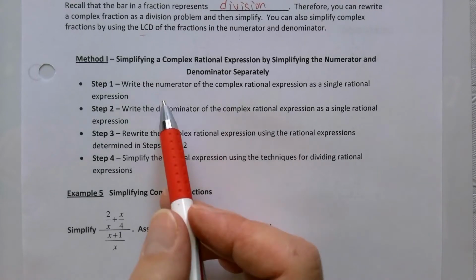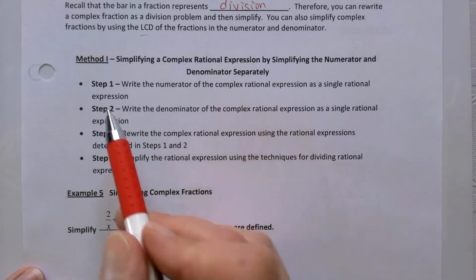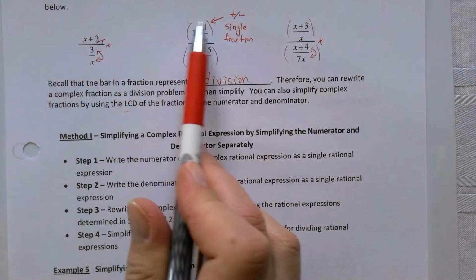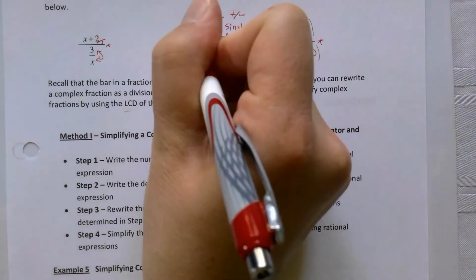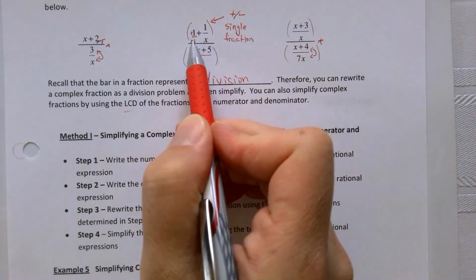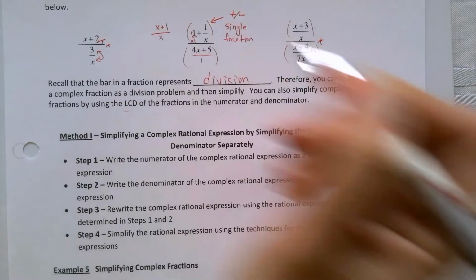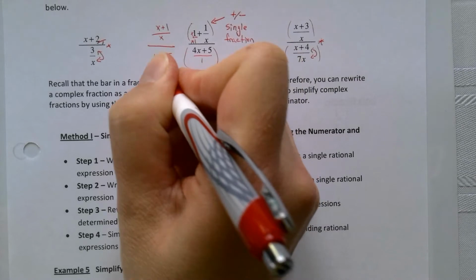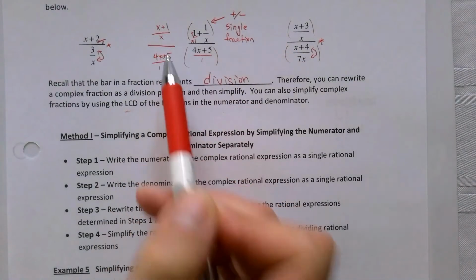Step 1 would be to write the numerator of the complex rational expression as a single rational expression. So that's what I'm talking about up here. Rewrite this as a single fraction. Get a common denominator, and we'd multiply x and x, and we'd rewrite that as a single fraction, x plus 1 over just x. And then we'd still have it over 4x plus 5. So that's really it. It's just one extra step. Clean that up, and then we would multiply by the reciprocal.